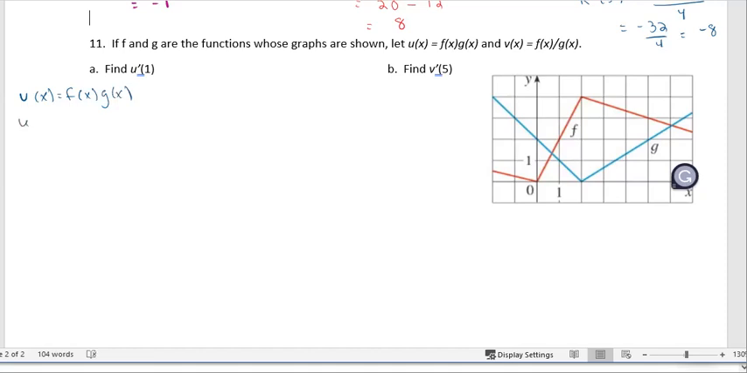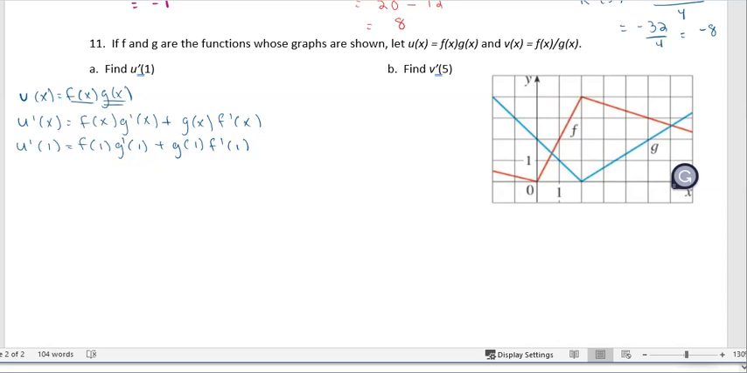So that means our derivative, u prime of x, will be our product rule. Our product rule says the first times the derivative of the second plus the second times the derivative of the first. Now we need u prime of 1. So that means we need f of 1, g prime of 1, plus g of 1 and f prime of 1. So we're going to have to figure these out from our graph.